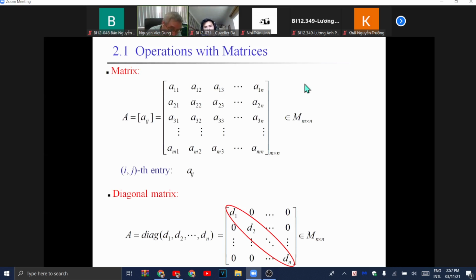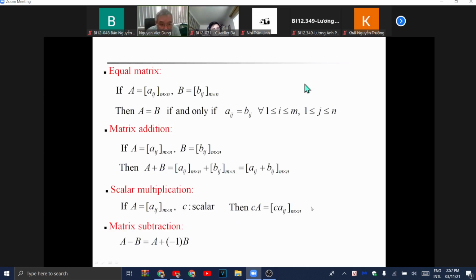A special square matrix is a diagonal matrix. That is a square matrix that has zero everywhere except those entries lying on the main diagonal, like the ones in red here. And we define that two matrices A and B are equal if, first of all, they have the same size n by n, and then the corresponding entries are equal, meaning a_ij equals b_ij for any i and any j.